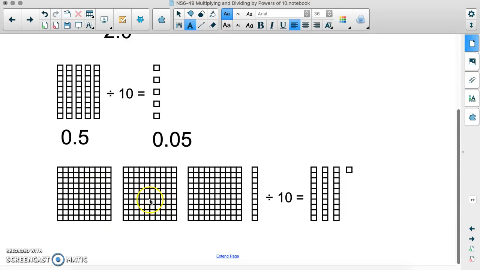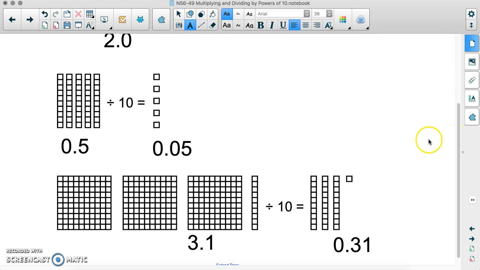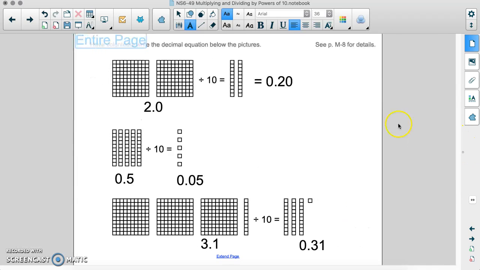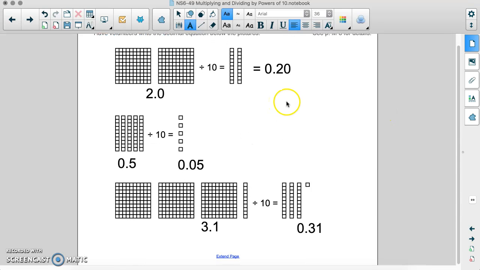Now in this example, I have 3 wholes and 1/10. I'm going to divide this all by 10, and it's going to equal 0.31. So looking at all these examples that we just did, what do you recognize? What do you recognize about where the decimal started and where the decimal ended? Okay, I want you to think about that as we keep going through our lesson today.